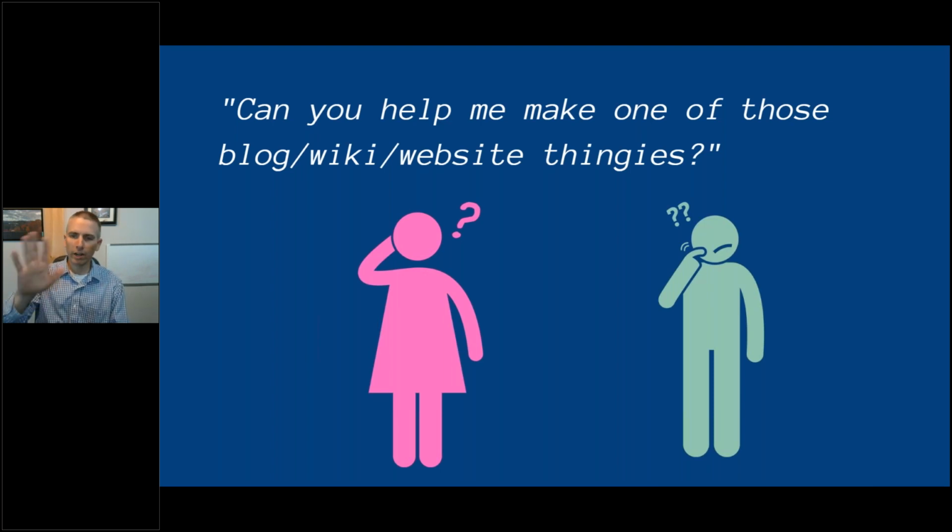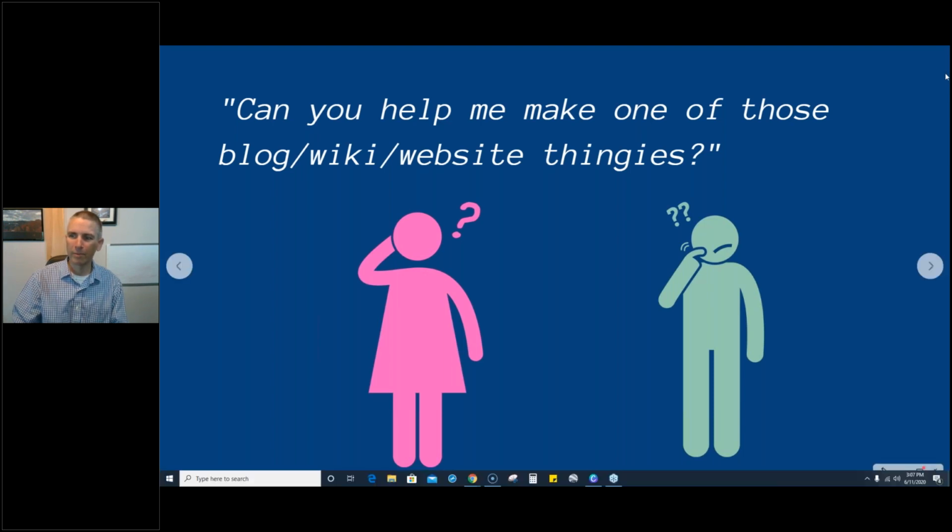Right? You ever gotten a question like this? You ever had a colleague ask you this kind of question? Can you help me make one of those things? I'm not quite sure what I need to do, but I know I need to do something. If you've gotten that, use that little hand icon in the GoToWebinar chat. Just do that little hand icon. Yeah, okay, good.